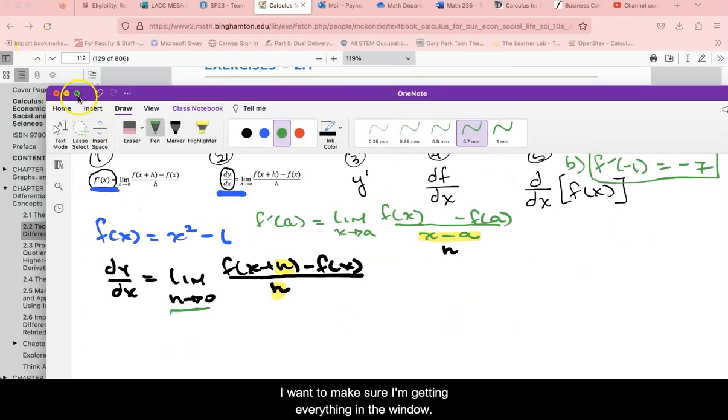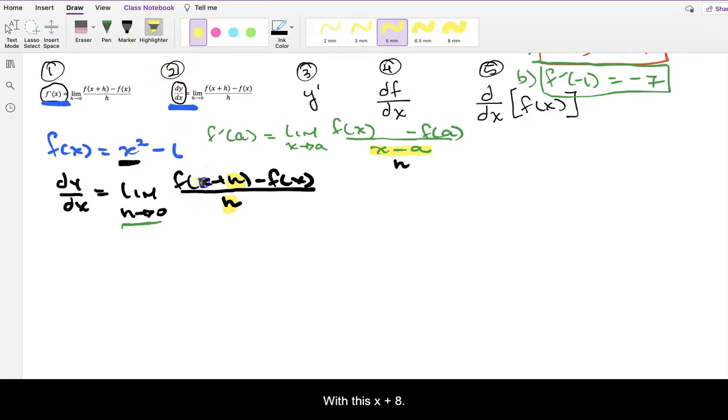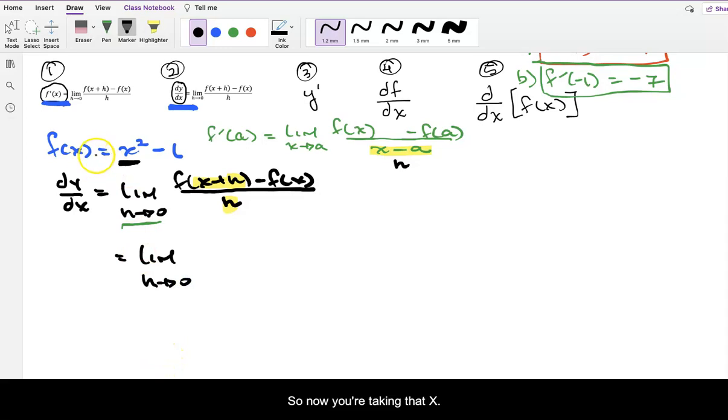I want to make sure I'm getting everything in the window. Now you have to replace this x squared with this x plus h. That's the heavy lifting, because when you write this, the limit as h approaches 0, you're taking that x and replacing it with x plus h. At the same time, you are now going to square it, but you can't forget that we still had this minus 1 here, and that's what all of this represents.